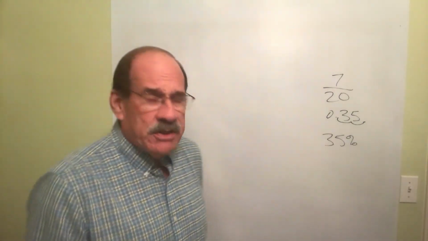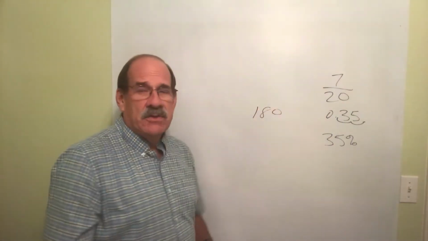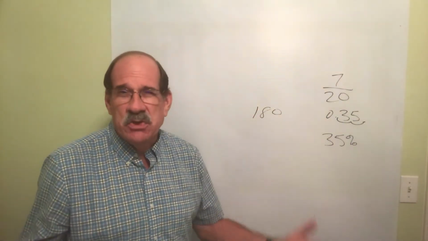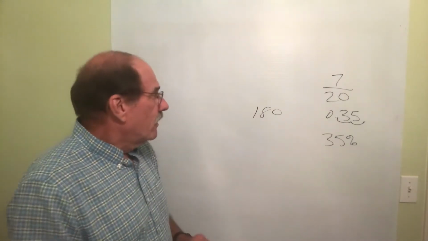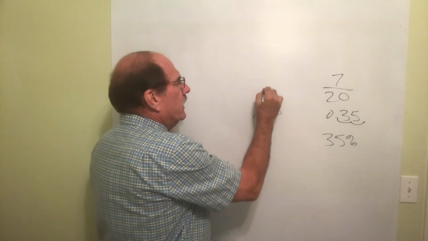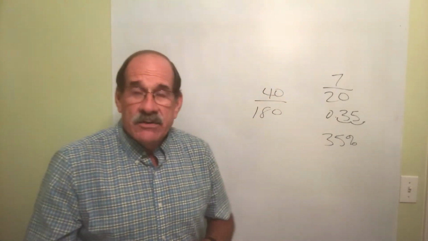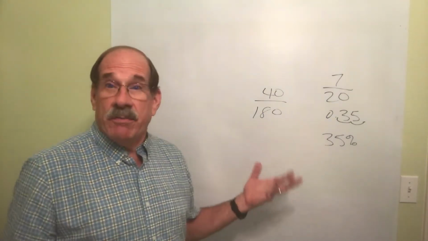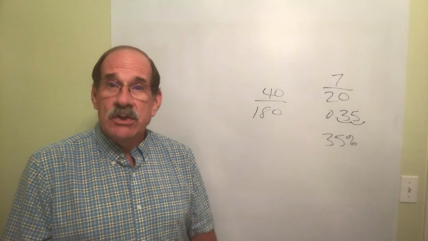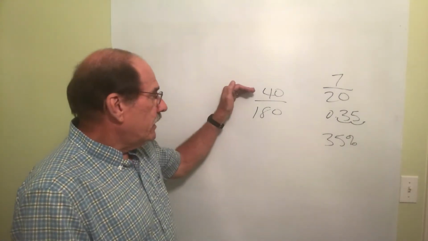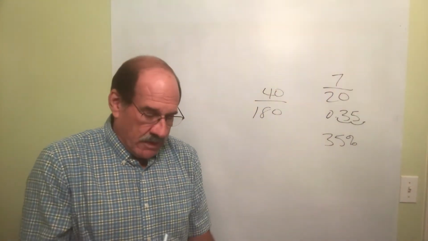Or let's try something more medically related. Let's say your patient has a 180 ounce glass of Ensure, and she drank only 40 ounces of that. She drank 40 ounces out of the 180 she's supposed to. What percent of her Ensure has she consumed? What's 40 over 180? Well, you just do the fraction.